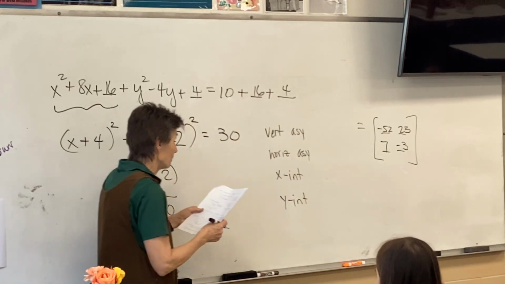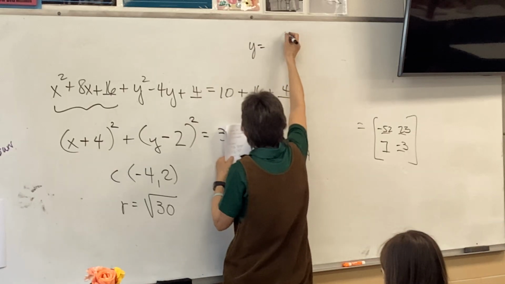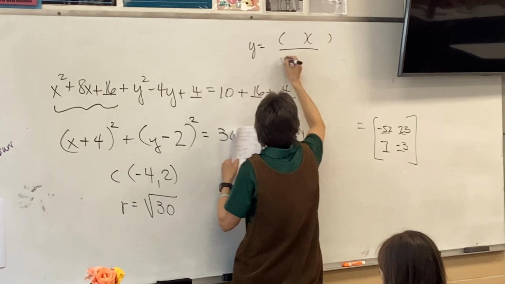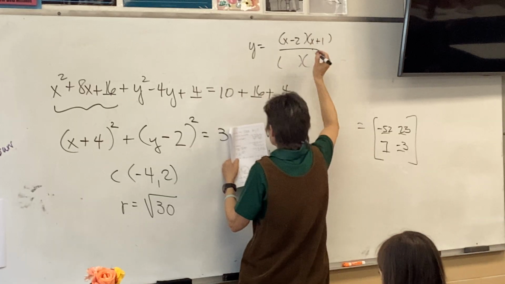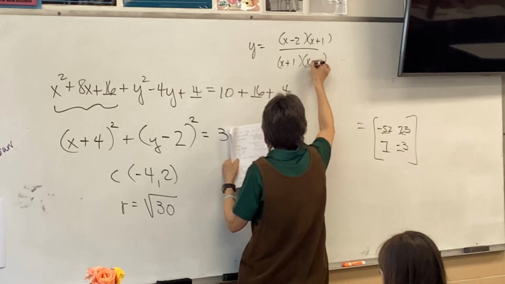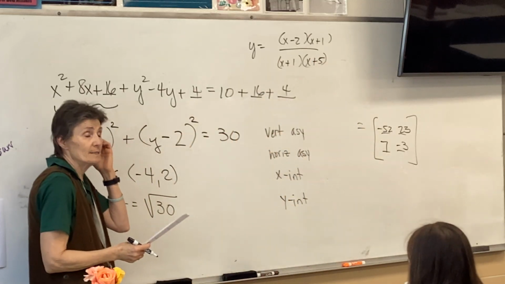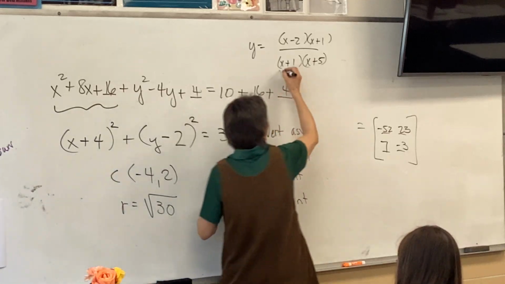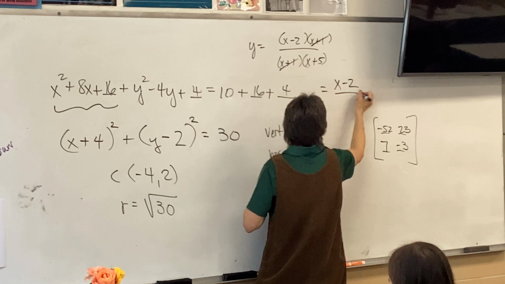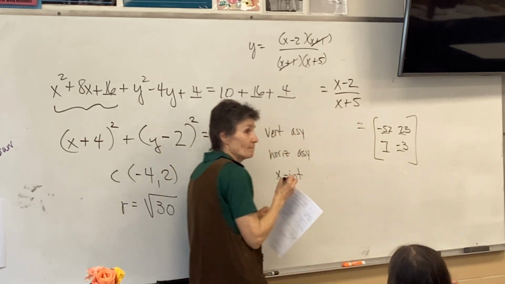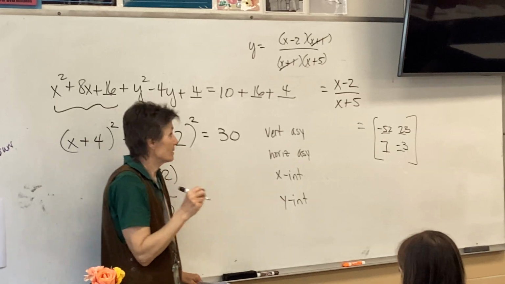So let's look at our problem. Does our problem factor? We probably should start with that. It factors. X minus 2 plus 1 and plus 1 plus 5. So it does factor. Not only that, but we can cancel. So now we have x minus 2 over x plus 5. Right?